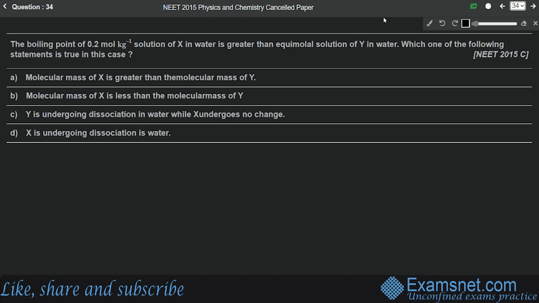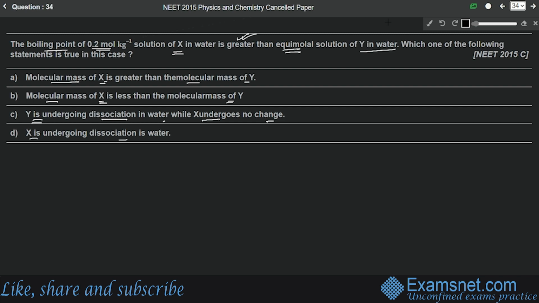Question number 34 is from the chapter Solutions, and the question is, the boiling point of 0.2 mole per kg solution of X in water is greater than the equimolar solution of Y in water. Which one of the following statements is true in this case? First option is molecular mass of X is greater than the molecular mass of Y. Then option B, molecular mass of X is less than the molecular mass of Y. Option C, Y is undergoing dissociation in water while X undergoes no change. And the last one is X is undergoing dissociation in water.